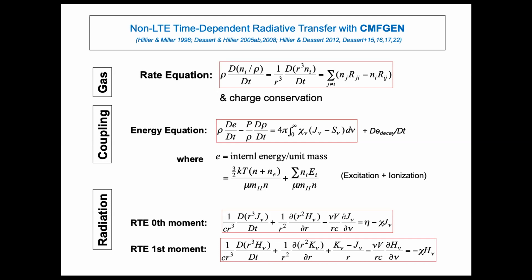Added to that, you have charge conservation. It solves the radiative transfer equation, actually the 0th and 1st moments of the radiative transfer equation, which are written here in a time-dependent form, like these ones. And then you have this energy equation that tells you how much energy exchange there is between the gas and the radiation. You have these coupling terms here, and you have additional terms that can be used quite flexibly.